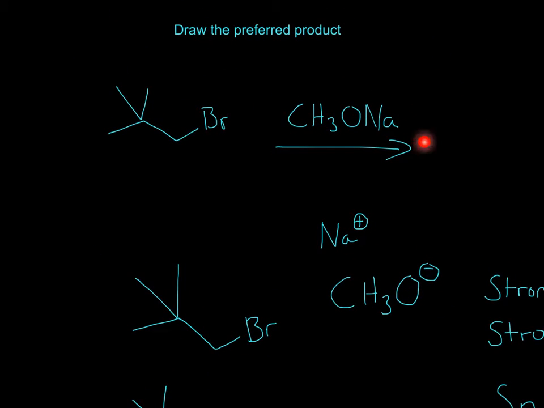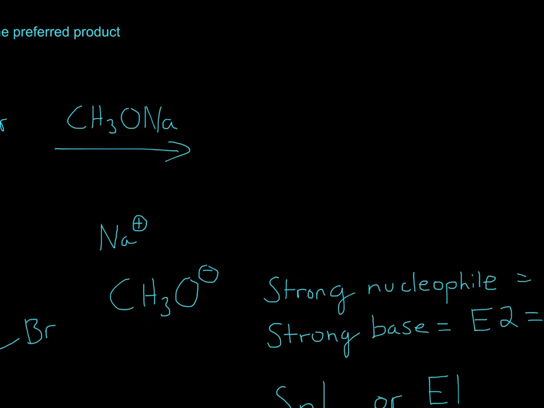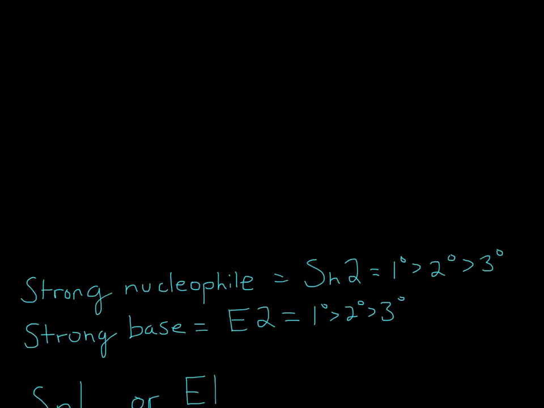So we have CH3ONa, right? So Na is just plus, and so that doesn't really matter. What really matters is the CH3O minus, because the O minus can act as a nucleophile or a base. So let's see what we can do with that. A strong nucleophile can act as an SN2 mechanism, and a strong base can act as an E2.